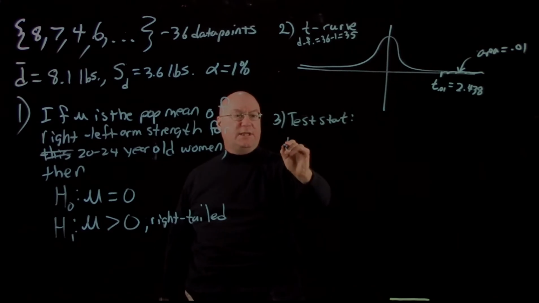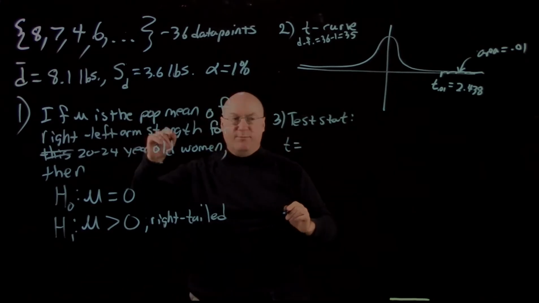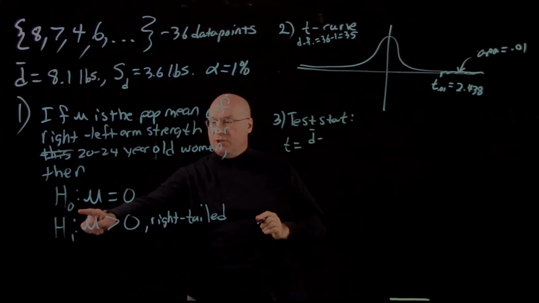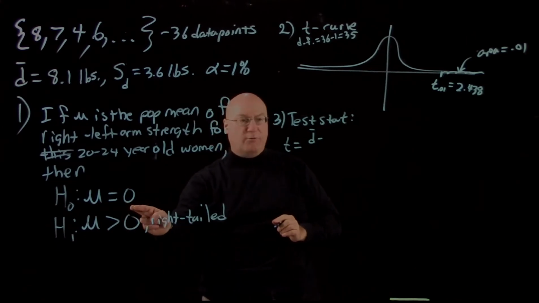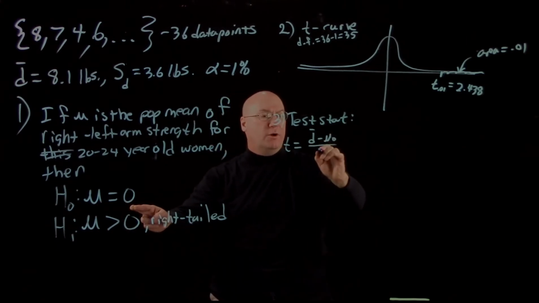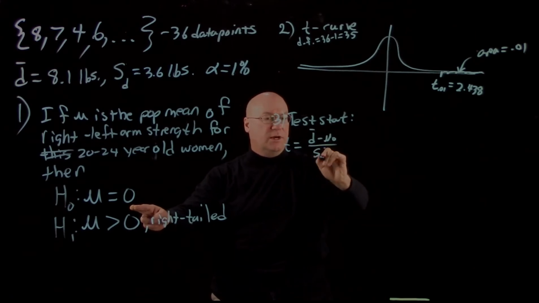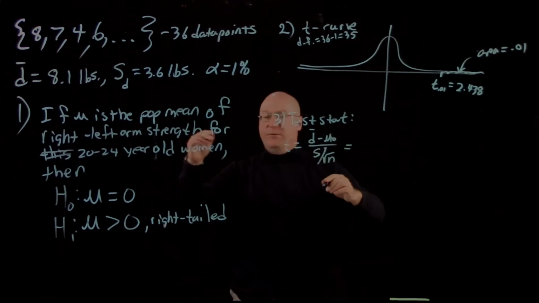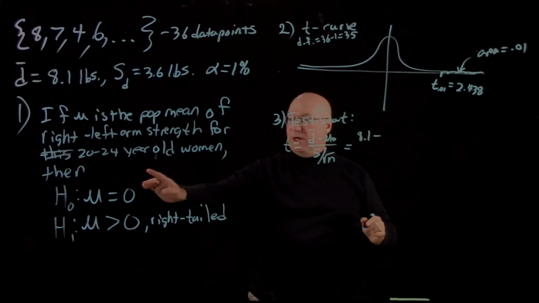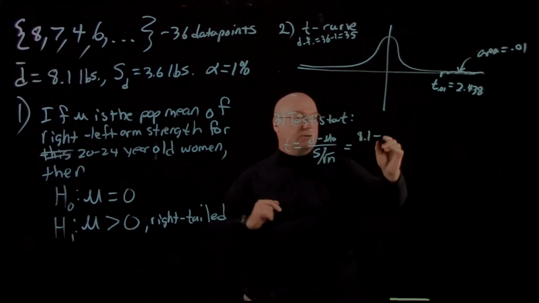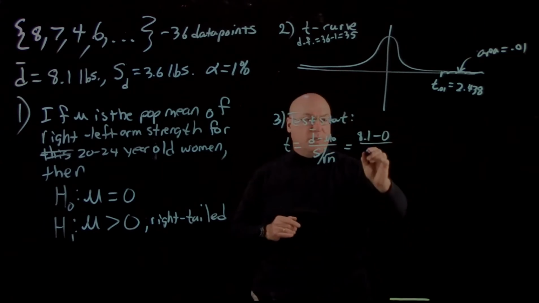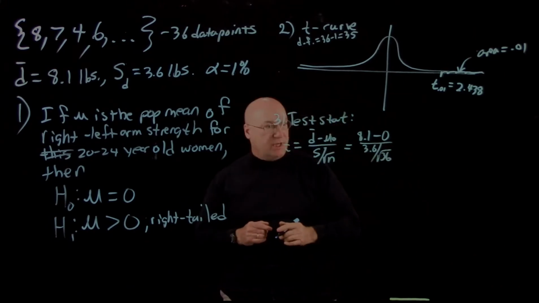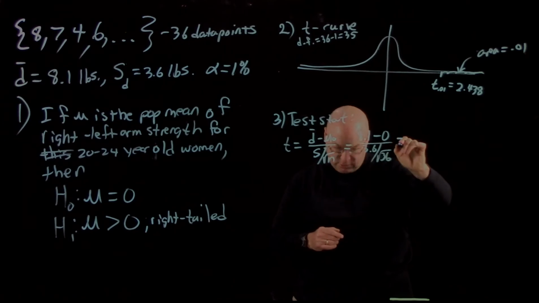All right, test statistic. The test statistic is the t-score of the sample mean, d bar, under the assumption that H naught is true. Here's my mu naught. So it's d bar minus mu naught over S sub d over the square root of n. d bar is given to be 8.1, and under the assumption of H naught, mu is 0. So it's 8.1 minus 0 over 3.6 divided by the square root of 36. Made the numbers come out nicely. And it works out to be 13.5.